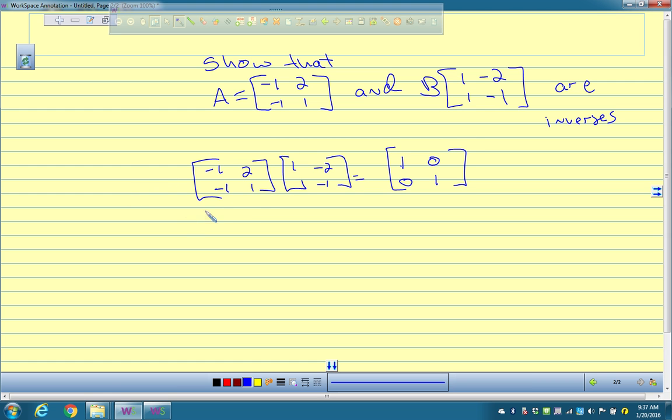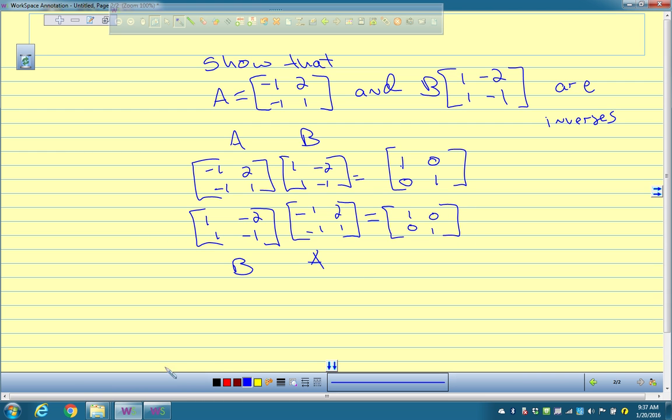Okay? Then you go backwards. You have to go in both directions. Just multiplying A times B is not good enough. You must multiply B times A as well to show. Okay? So I'm going to multiply 1, negative 2, 1, negative 1 by negative 1, 2, negative 1, 1. And you can do the math. It comes out to be the same thing. Just believe me. Do I have to do it?